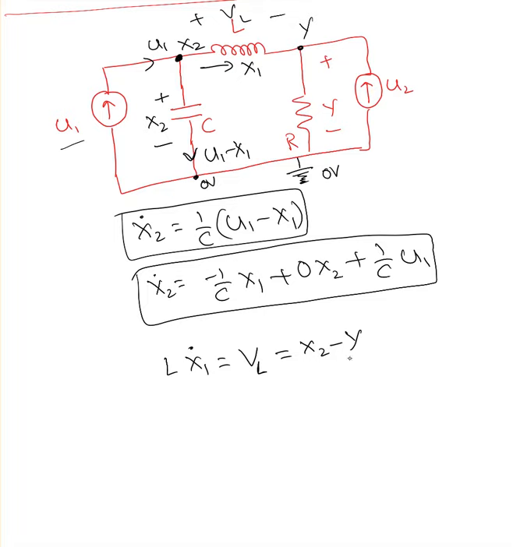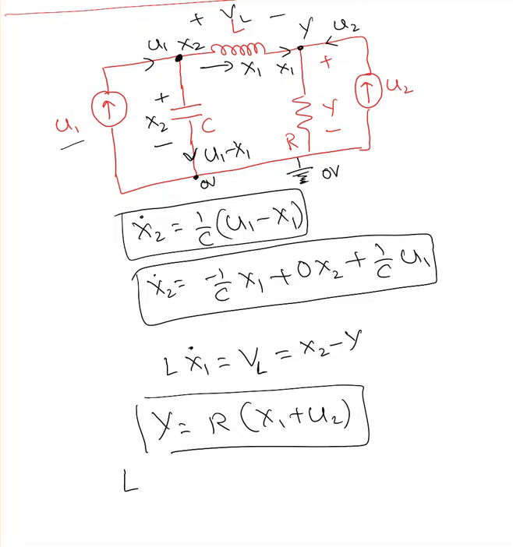Now even your state equation shouldn't have y, so we need to eliminate y. To eliminate y, we will write down another equation there. I know that x1 current is coming there and U2 current is coming there. So can I say my y equal to R times (x1 plus U2)? I can write down that. So if I substitute it here, this is my output equation. Now I'm going to substitute this in there.